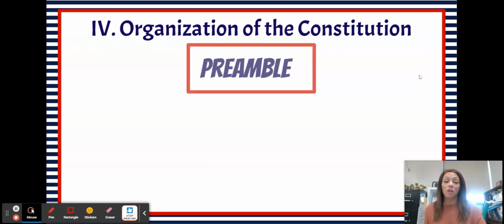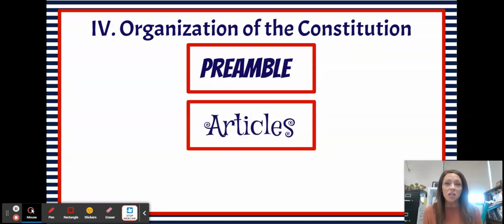So starting off with, there are three sections in the Constitution. The first section is called the preamble. And the preamble is the opening paragraph. It's like the introduction. It tells us what the Constitution is going to be about, why we need the Constitution, what all is going to be in it.